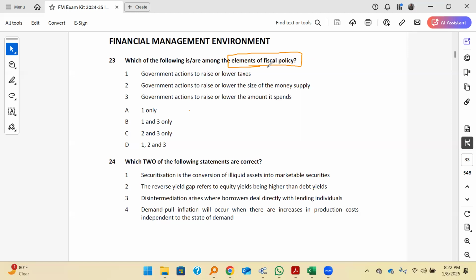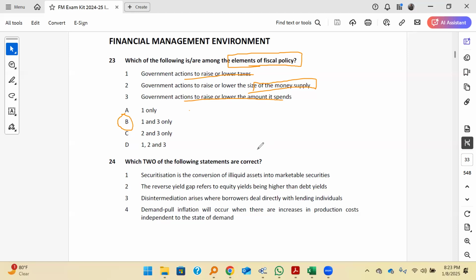So therefore, government spending, which is point number 3, and also raising or lowering tax, which is point number 1, giving you the answer here as B. And then monetary policy has to do with the supply of money. So basically, how much money is in circulation? So that is monetary policy. Then which of the following statements are correct?